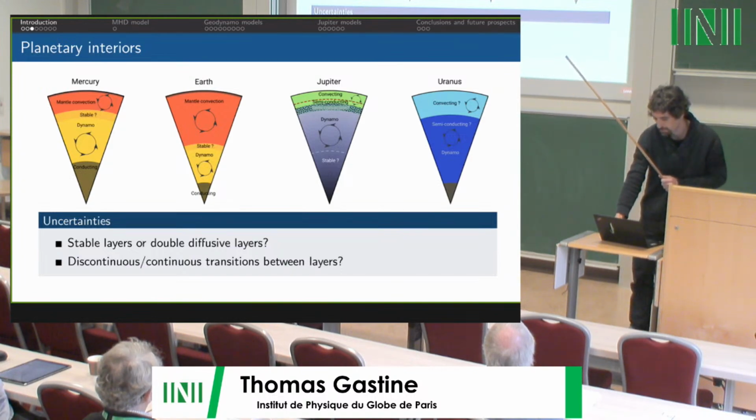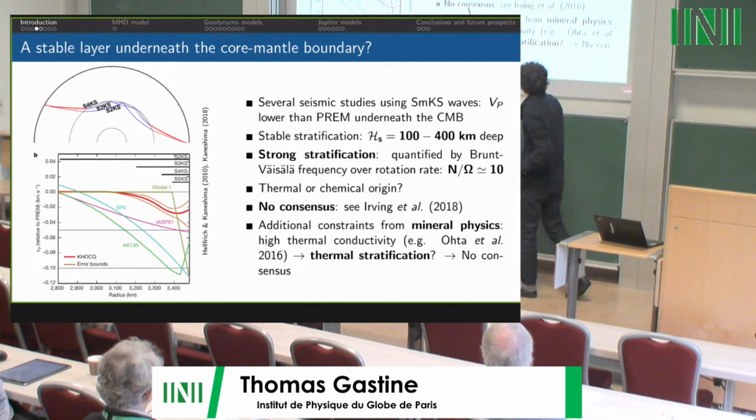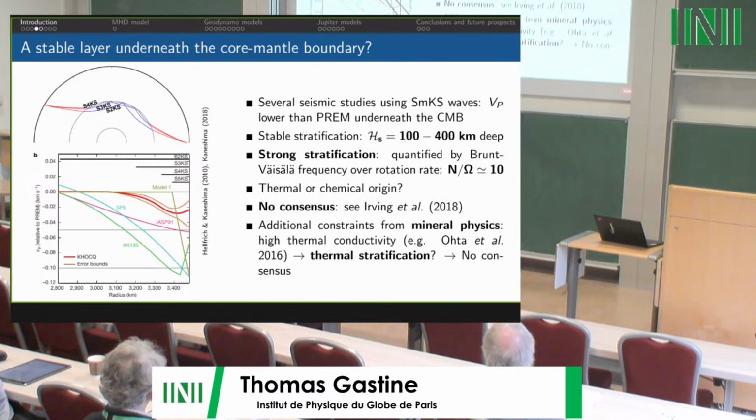So if we go back in a bit more detail to the Earth's core, there are several seismic studies that use SmKS waves to probe just the region underneath the core mantle boundary. Those waves reflect m-1 times just at the core mantle boundary, and so they are particularly useful if you want to look at the region here.